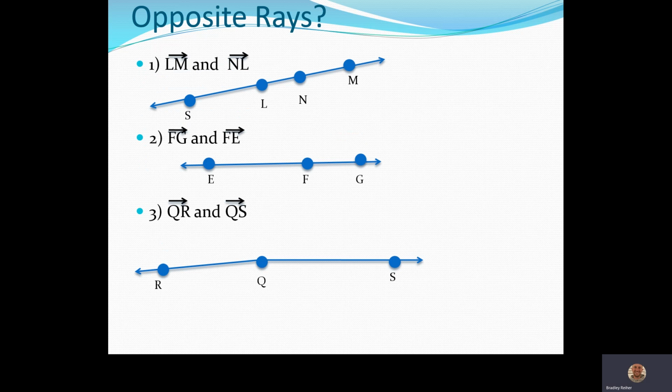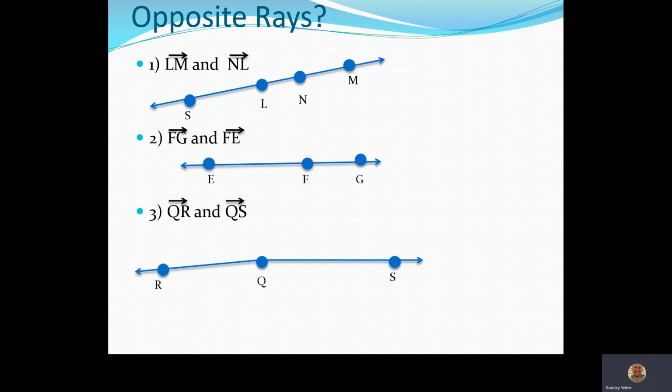Now that you know what opposite rays are, we can look at some examples where maybe you don't have opposite rays. So if you look at number 1, we're looking at ray LM and ray NL. They're definitely two rays. They definitely make a line. But do they share the same endpoint? Remember, the endpoints would be the first letter when you look at the names, and those letters are different.